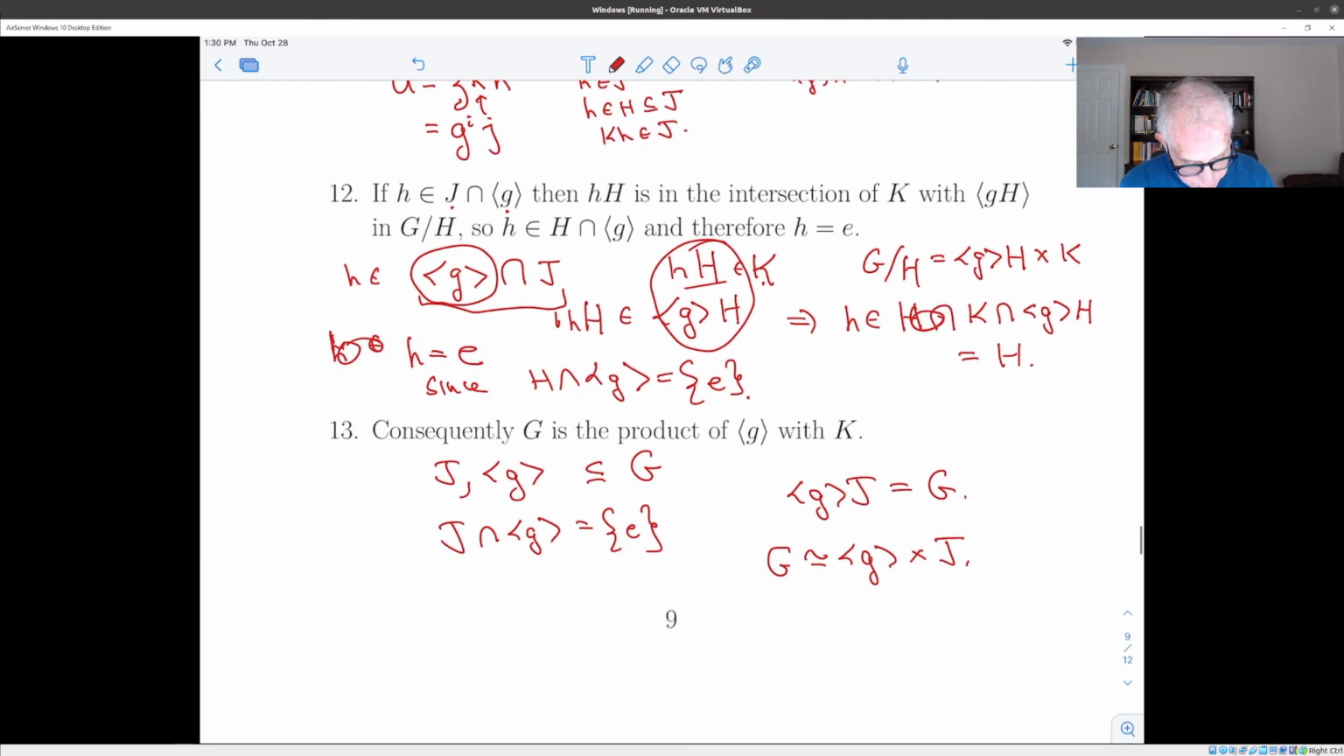And if you go through this proof and you look back to my example of Z8 cross Z4, what you end up with is that J turns out to be this Z4, and the cyclic subgroup generated by (1,0) turns out to be this Z8, and so you recover this product decomposition.